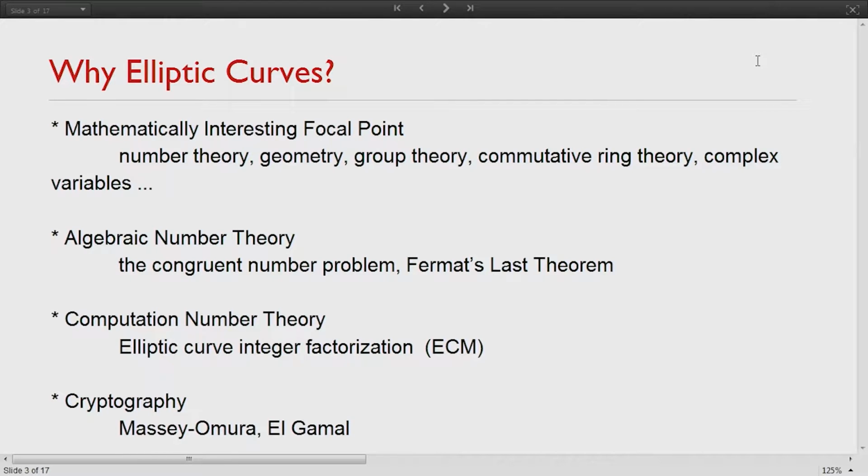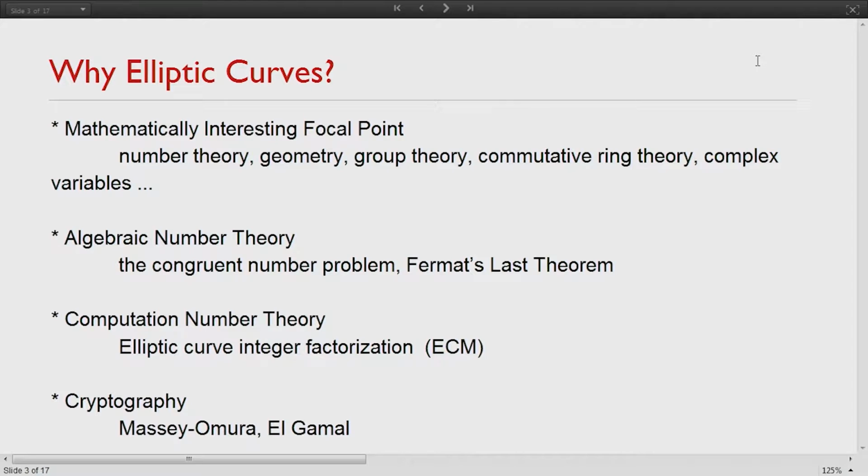That is, is the number, a rational number, the area of a triangle with rational sides? That can be worked with elliptic curves. And famously, Fermat's last theorem was proven by Andrew Wiles and Taylor and many others using elliptic curves.